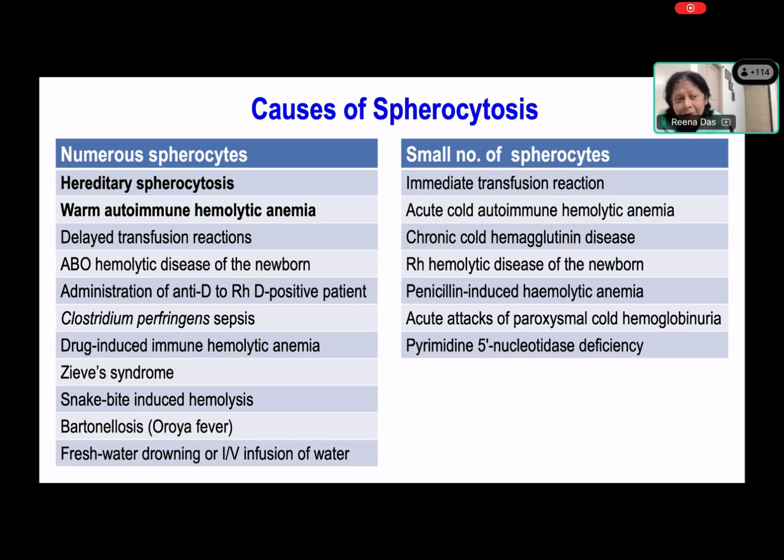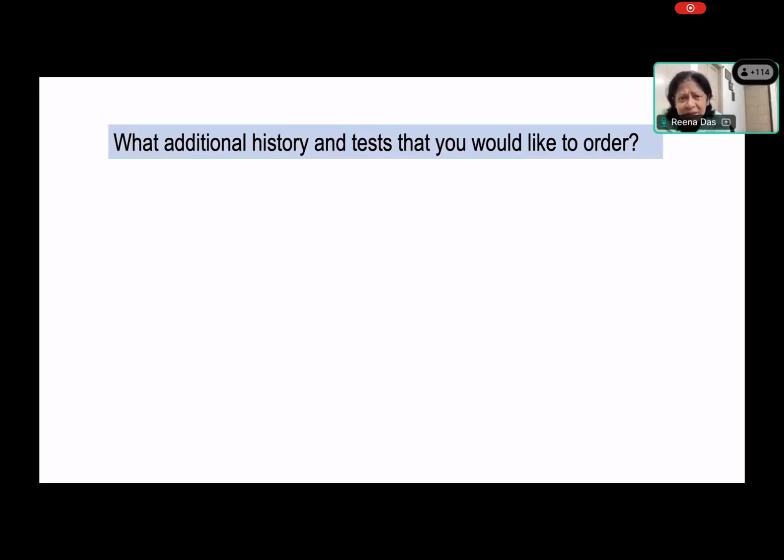And of course, among the acquired, it is a warm autoimmune hemolytic anemia, which is the commonest cause. Where sometimes, if it is cold type, you can see some clumps also of the RBCs. So any additional history or test that you would like to order? How would you approach a case like this?